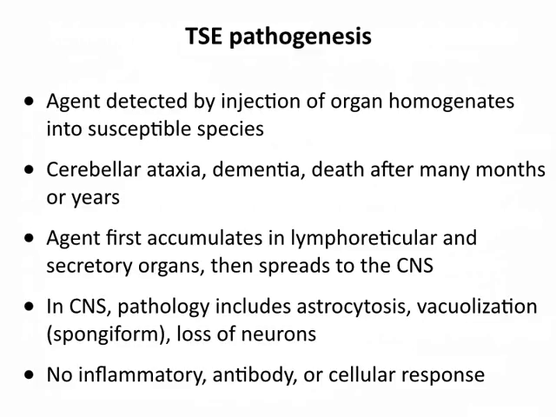So experimentally, we can transmit this disease from an infected animal to another animal by injecting homogenates, as I've shown you. We can filter them and inject them into the animal. The animals will develop the signs of the disease: ataxia, difficulty walking, dementia, eventually death. And this can be after months or years.